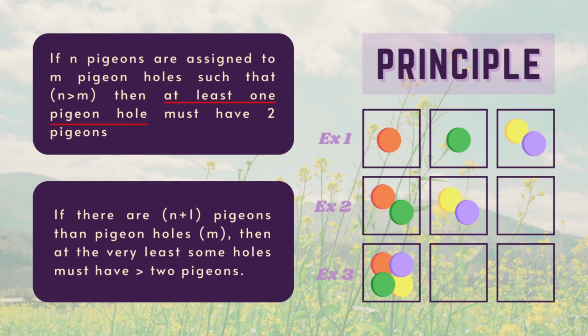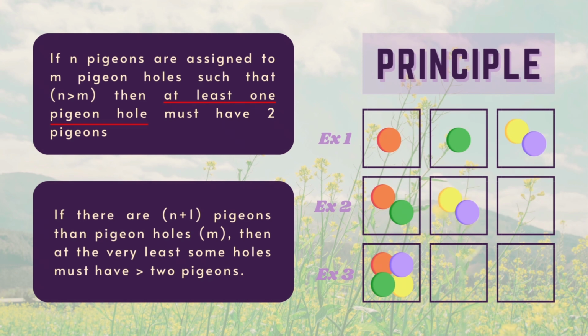So now I'm going to move on to explain the principle itself. If n pigeons are assigned to m pigeonholes, such that n is more than m, then at least one pigeonhole must have two pigeons. So if there are n plus 1 pigeons, then at the very least some pigeonhole must have two pigeons. So this is an example from the principle that I got.